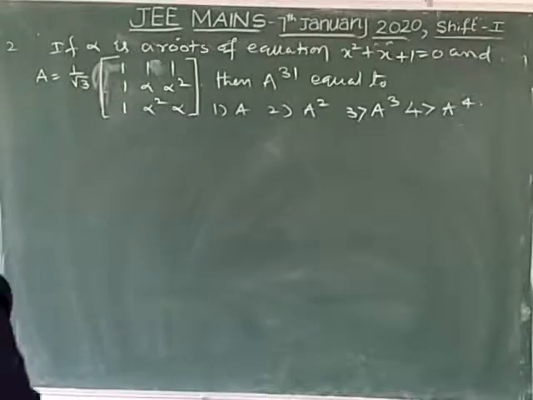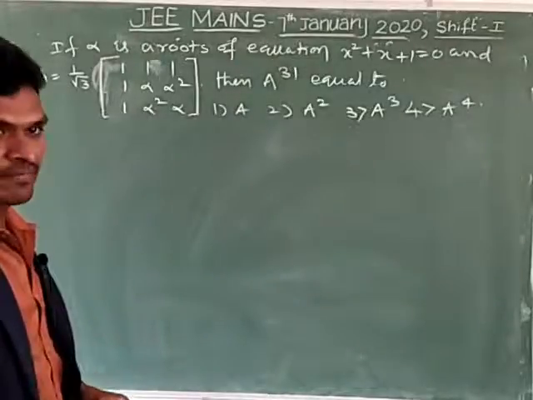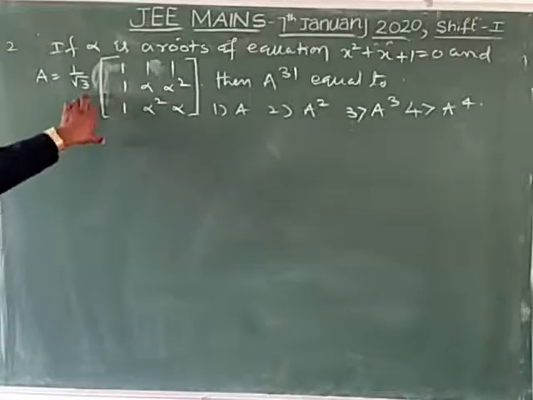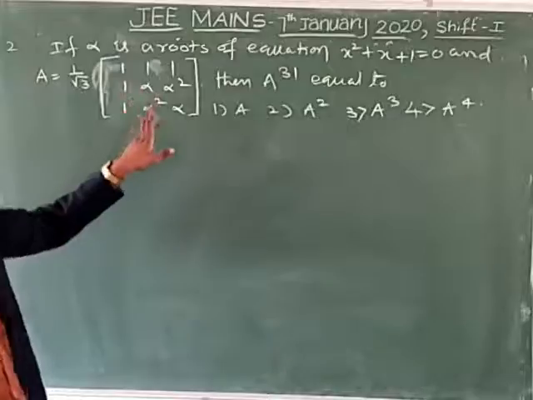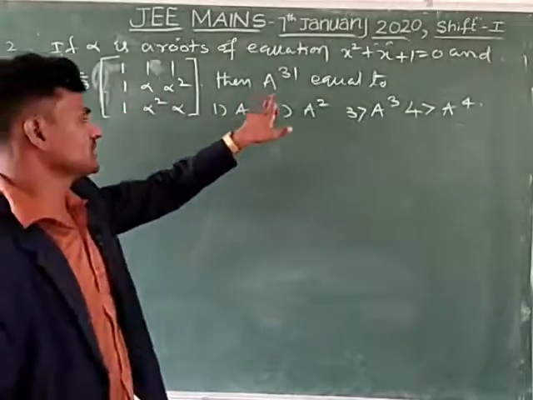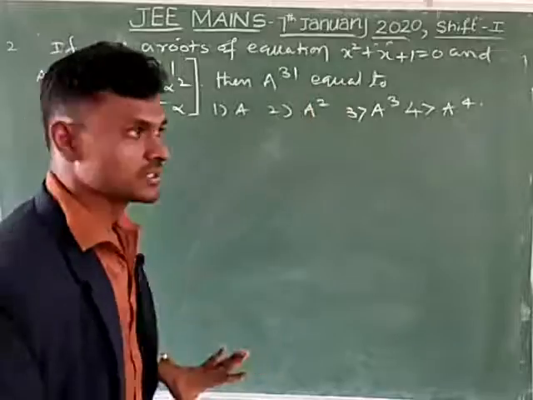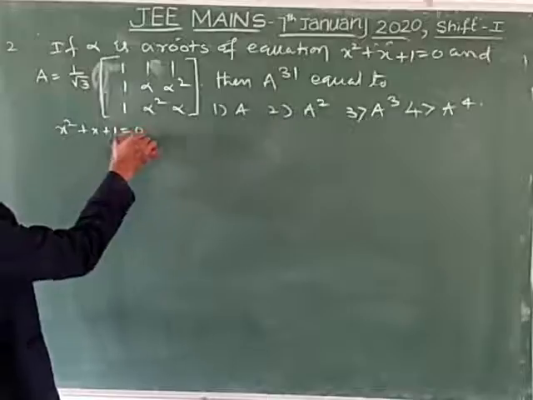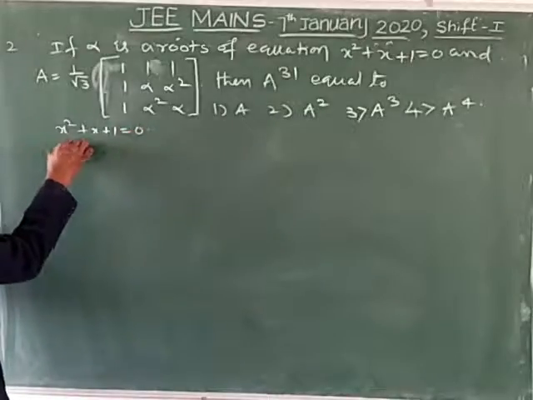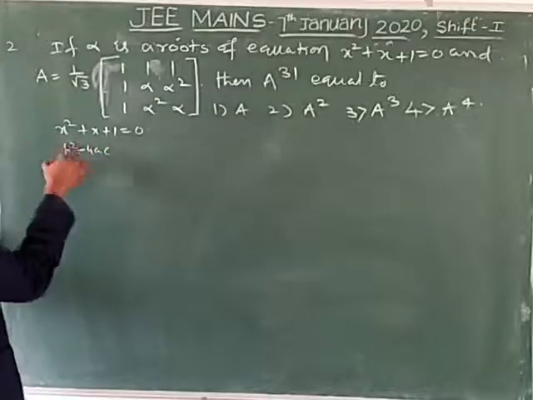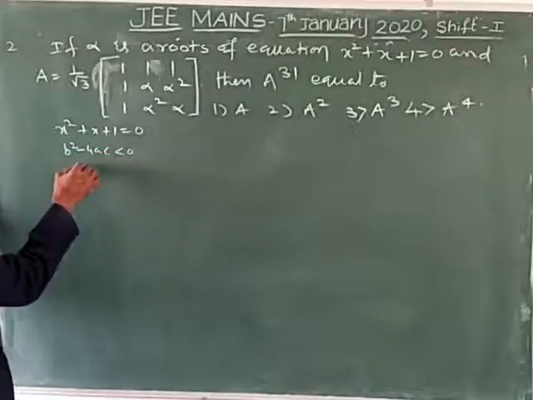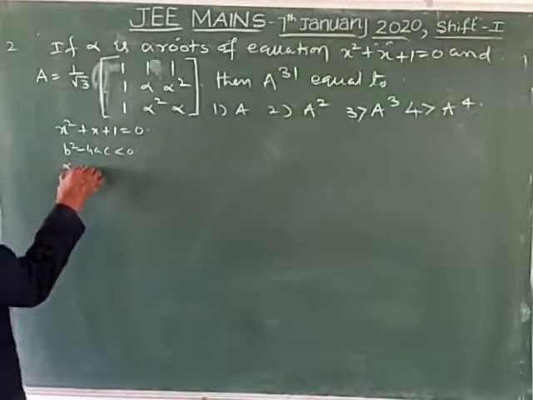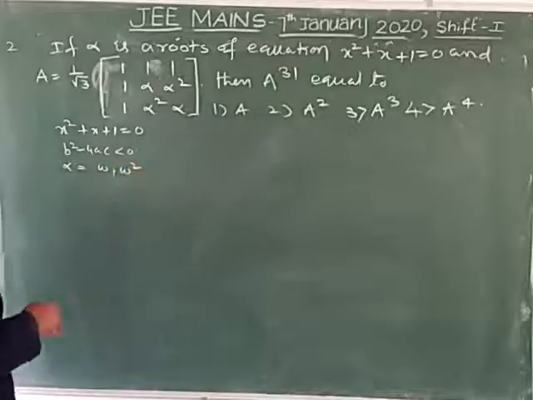Okay, here is the second question. If alpha is a root of the equation x square plus x plus 1 equals 0, and a is equal to 1 by root 3 times the matrix with rows 1, 1 and 1, alpha square, then find a to the power of 31. Now you have to write the given quadratic equation, x square plus x plus 1 equals 0. Here b square minus 4ac is less than 0. Then alpha is a root, which means alpha is equal to omega or omega square, the two roots.